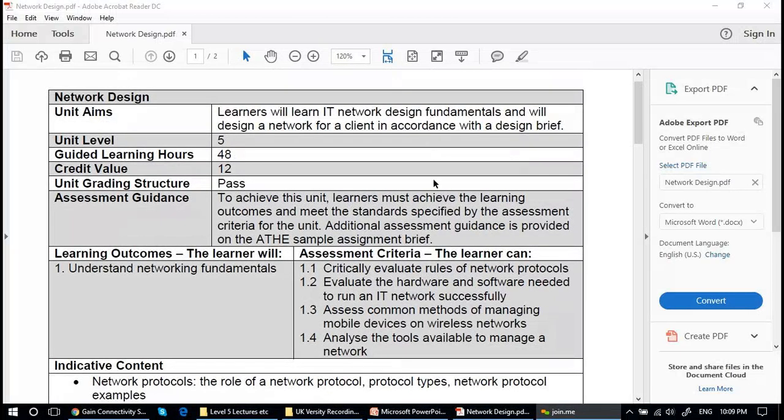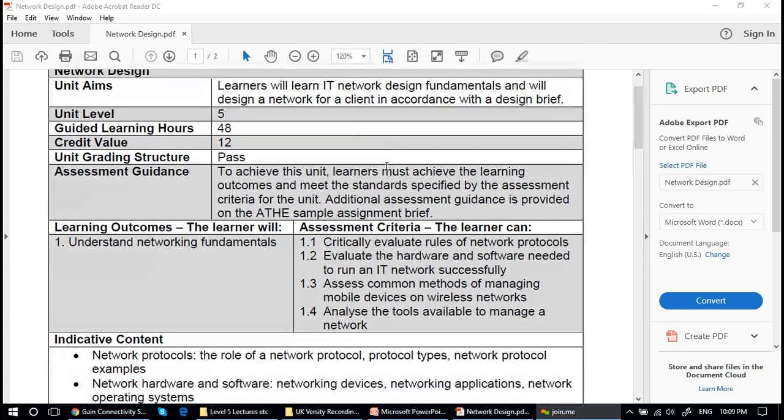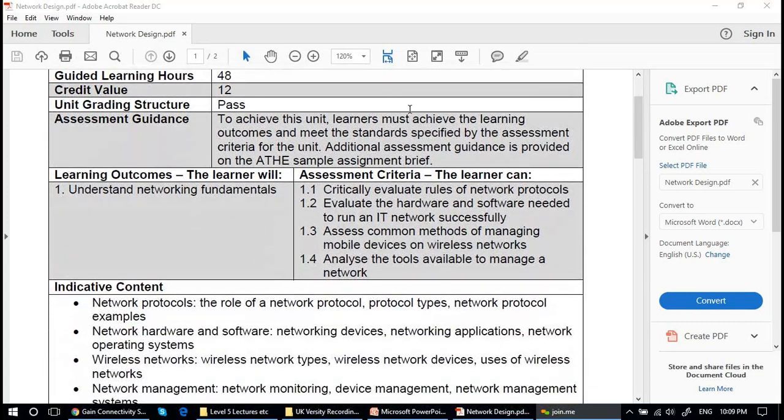Okay, so the unit that I am starting is network design. Today, we will go through learning outcome one, that is, understand networking fundamentals.